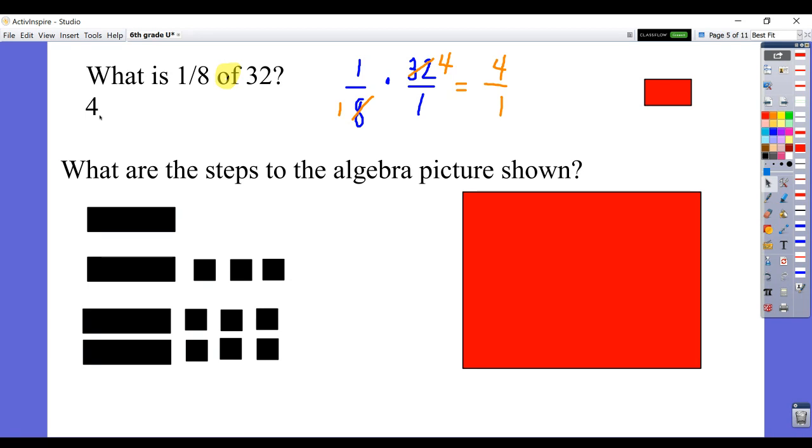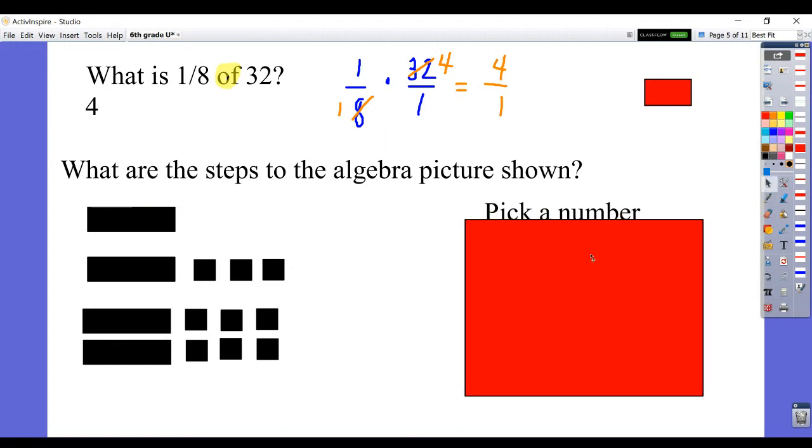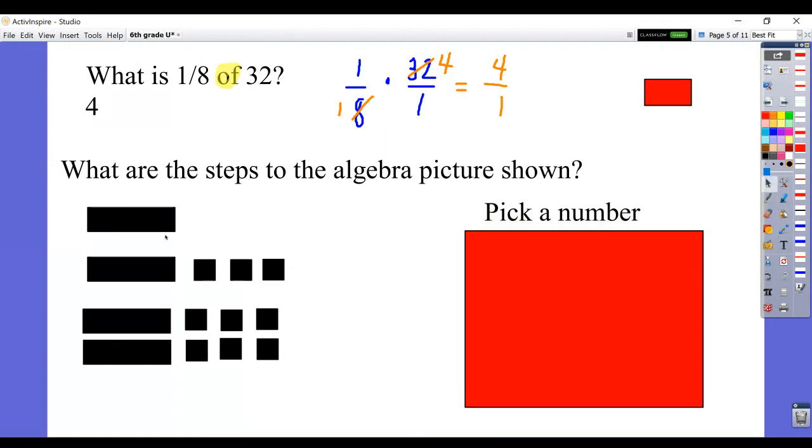Now, the next type of question specifically has to do with what we did later in this unit, where we are given an algebra tile picture and we're asked to write down the steps. So remember, when you see this tile, this is the X tile, which means that we are picking a number or choosing a number. It's our unknown number. So when you see the X tile, your step for that would be pick a number.